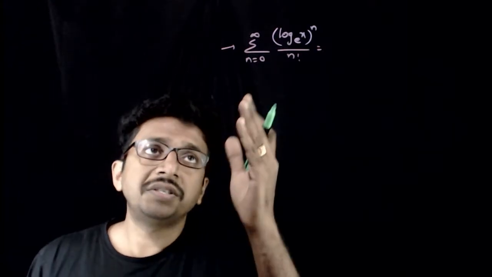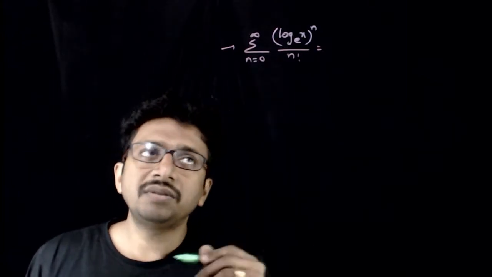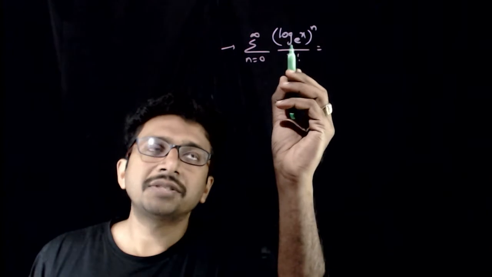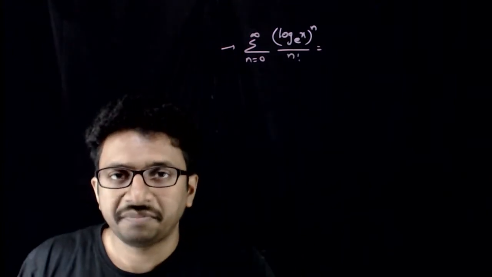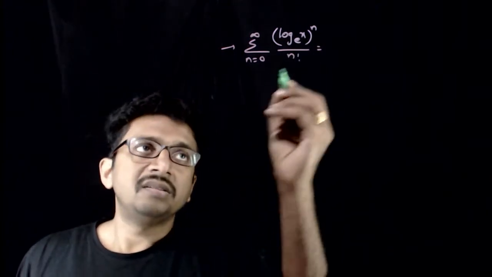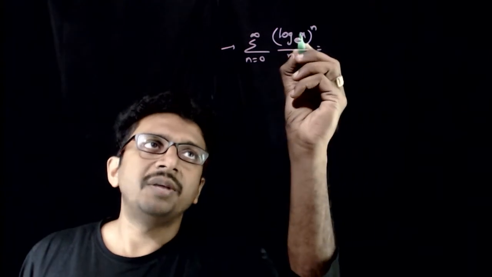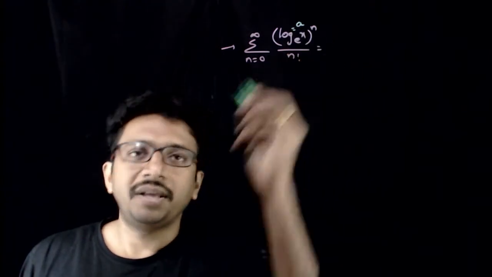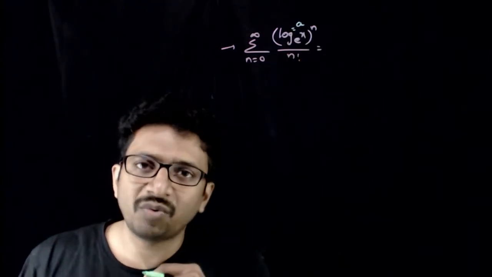So welcome students. In this question, we are asked to find sigma n is equal to 0 to infinity (log x to the base e) power n by n factorial. So in this question, let us write log x to the base e as equal to a. Let us write the expansion of what is asked.